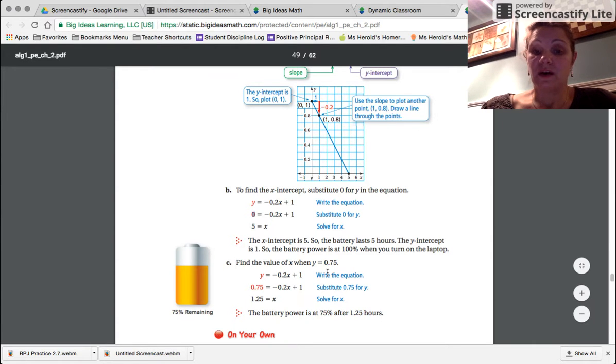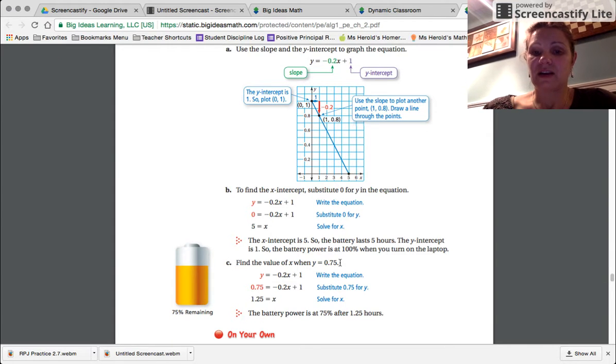When you find the value of the y-intercept, it says find the value of y. Oh, this isn't even an intercept. It just says find the value of x when y is 75 hundredths. So this is 75%, right? They want to know how long it is going to take until the battery has 75% power. So if I put in 0.75 for the power, remember that's y, I want to know how long it takes to get to 75%. And it turns out it's going to take an hour and a quarter. Remember, 1.25 hours, an hour and 15 minutes, until I have 75% of that remaining.